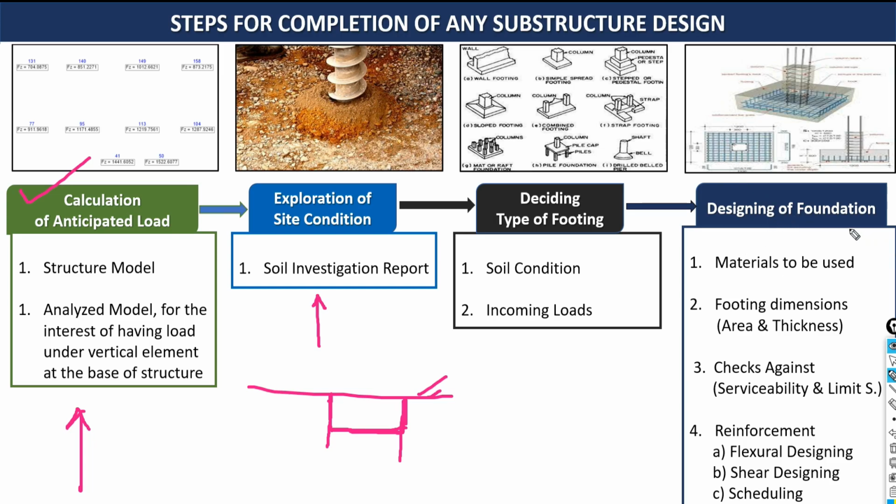For the design, we need to decide material properties, dimensions such as area and thickness, serviceability checks, flexural design, shear design, scheduling, and detailing. After doing all these steps, your substructure design is going to be completed.